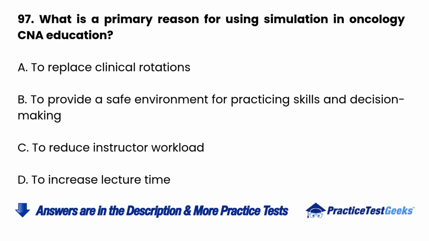97. What is a primary reason for using simulation in oncology CNA education? A. To replace clinical rotations. B. To provide a safe environment for practicing skills and decision-making. C. To reduce instructor workload. D. To increase lecture time.